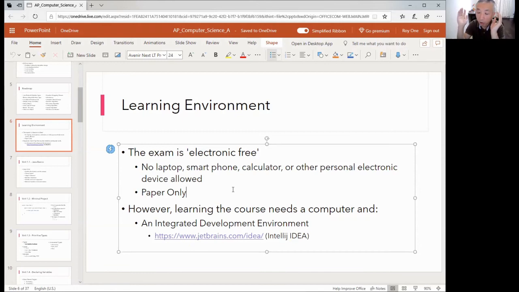And then you only take some paper and a pencil into the test room. Remember that? That's electronic free, which means you don't have the ability to Google anything or chat with anyone during the exam. The only thing you have to rely on is your brain, your memory, your knowledge, your problem-solving skill, and one or maybe two pencils and some paper. That's electronic free. That's talking about the exam.